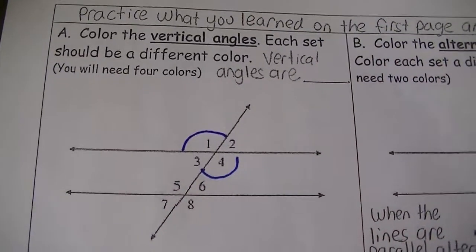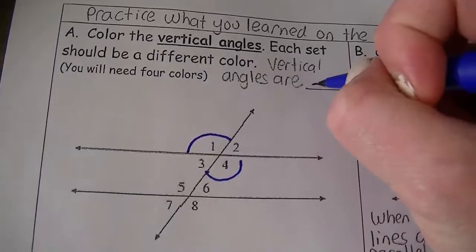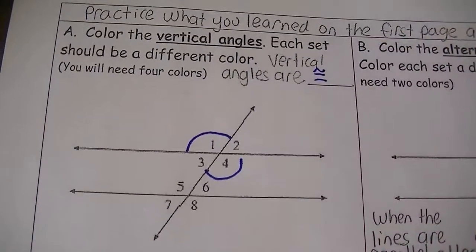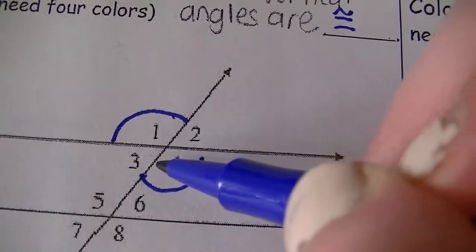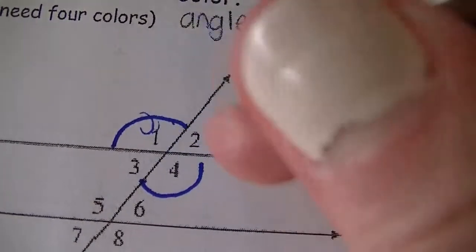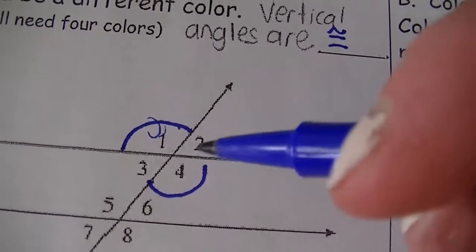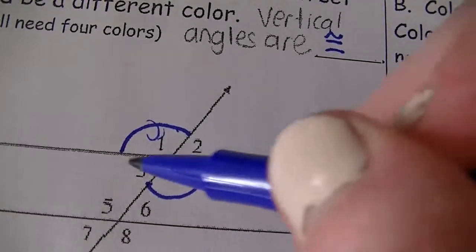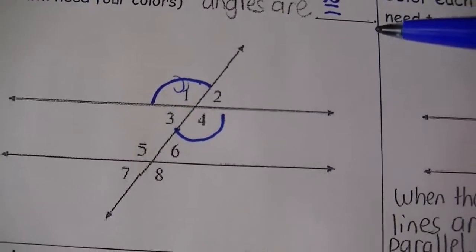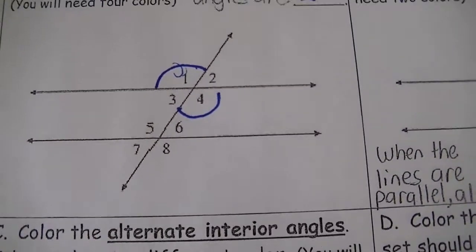But one of the most important things about vertical angles is they're going to be congruent, no matter what. So when they're across from each other like this, they're going to be congruent. So if this was 135 degrees, this is also 135 degrees. So grab another color and show me that angle 2 and 3 are also vertical. And 5 and 8 are vertical to each other, and 7 and 6 are vertical to each other.